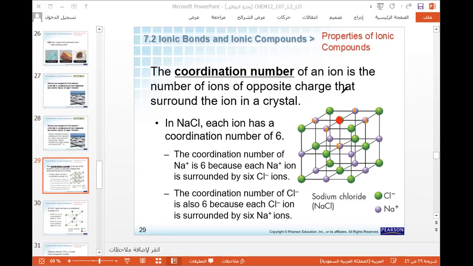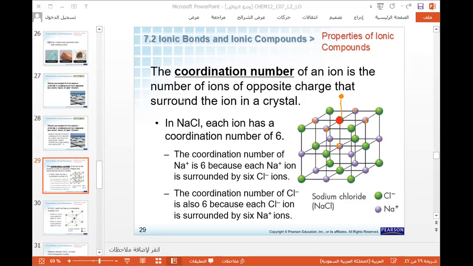If we continue with the crystal of sodium chloride, we will have another sodium cation surrounding the chloride ion. This means that the chloride ion is surrounded by 6 sodium cations, and the coordination number for the chloride ion is equal to 6. And if we study the coordination number for the sodium cation, we will find each sodium cation is surrounded by 6 chloride ions.